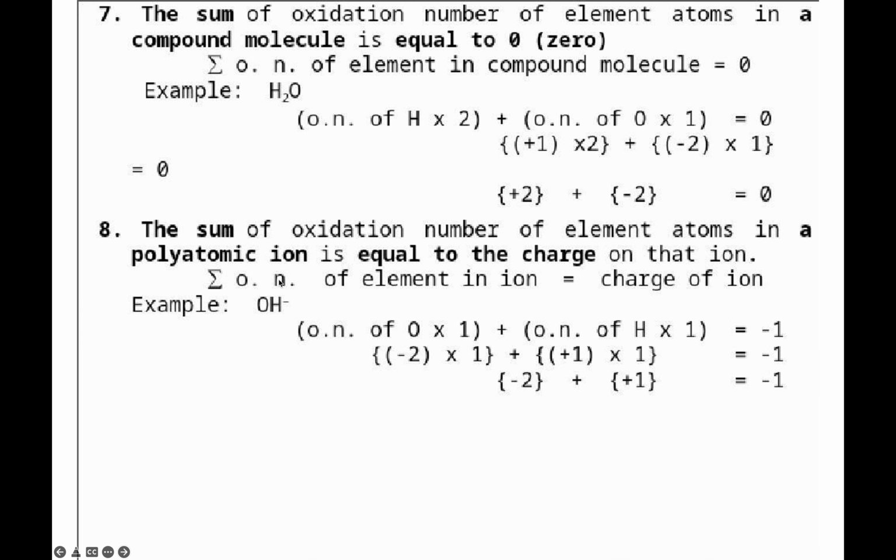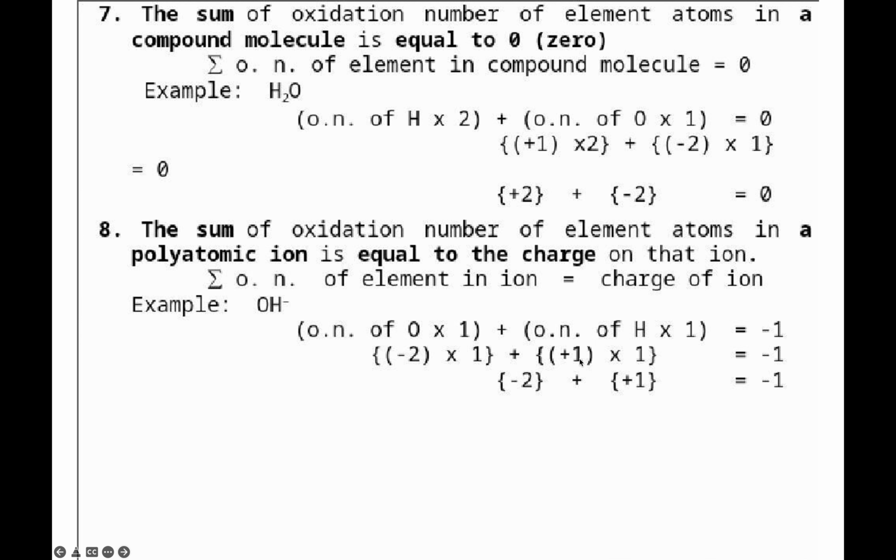Then we will see another example. OH-, how many oxygen atoms? Only one is there. The oxygen atom's oxidation state is -2. So -2 into 1, only one oxygen atom, it is -2. For hydrogen, how much is it?